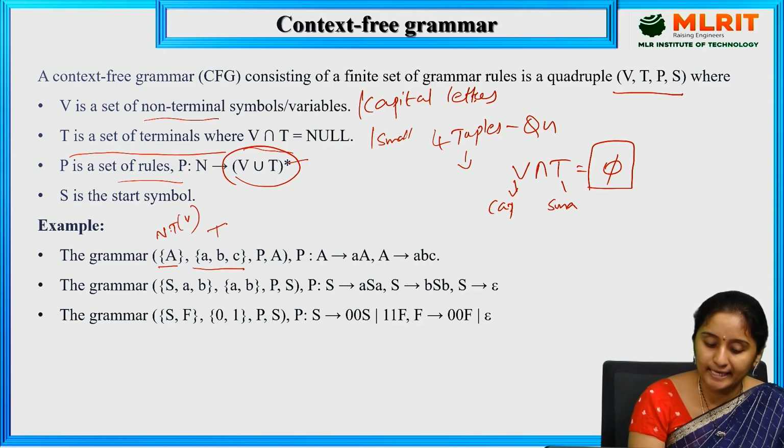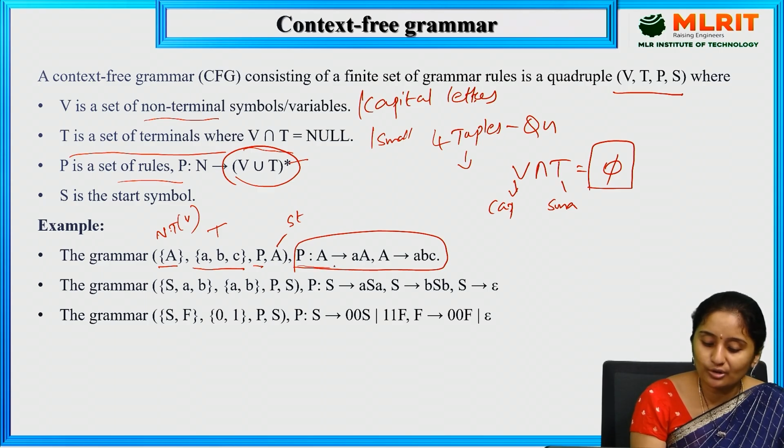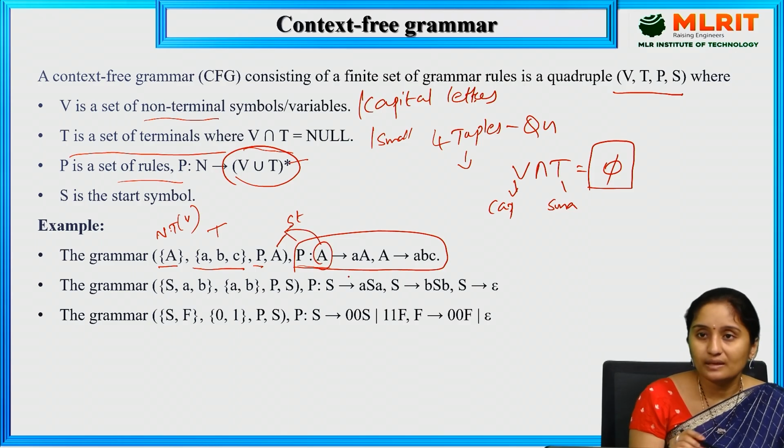So T is the terminals, and P is nothing but the production rules, which I have written over here. And A is nothing but the start symbol. See here in these production rules, the first production rule's LHS part will be our start symbol. In the production rules, the first production's LHS part, we call it the start symbol.